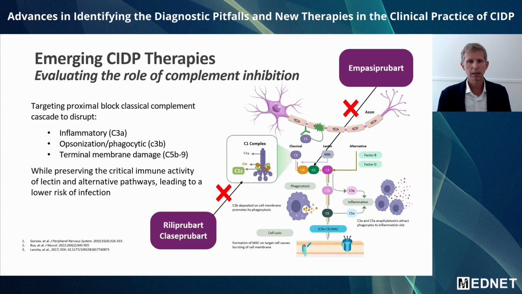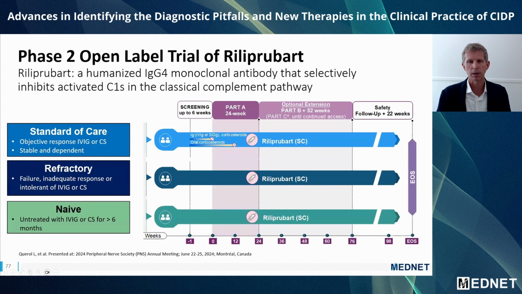Complement studies are also in clinical trials, so we know complement plays a role. The exact target for complement is not entirely worked out, where the best complement target is, but it seems to be upstream in the classical complement pathway. The current drugs that are in trials are going after C2, in the case of empasiprubart, or activated C1s, as in the case of riliprubart and claseprubart.